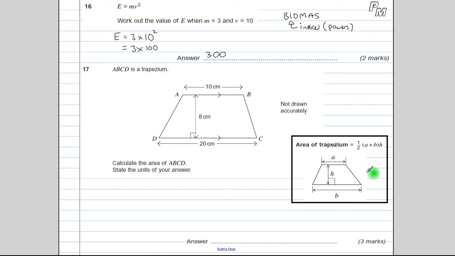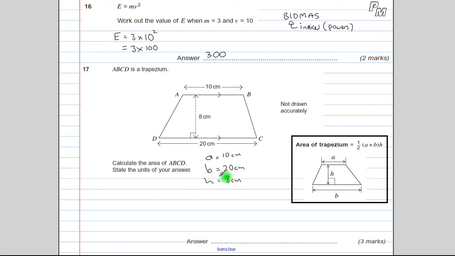So A and B, from the diagram we can see, are a short side and a long side, and they are the sides that are parallel to each other. H is the height of the trapezium. Notice it's not this side, it's what we would call the perpendicular height, because it's at right angles to these two sides. So let's write down from our diagram the values of A, B and H. A is the short side, that's 10. B is the long side, which is 20 centimetres, and H is the height, which is 8 centimetres.